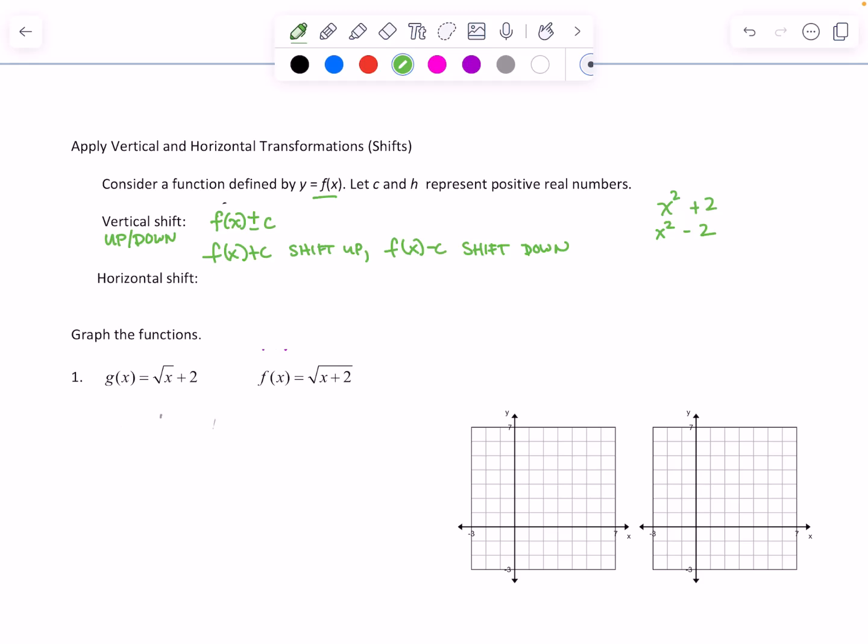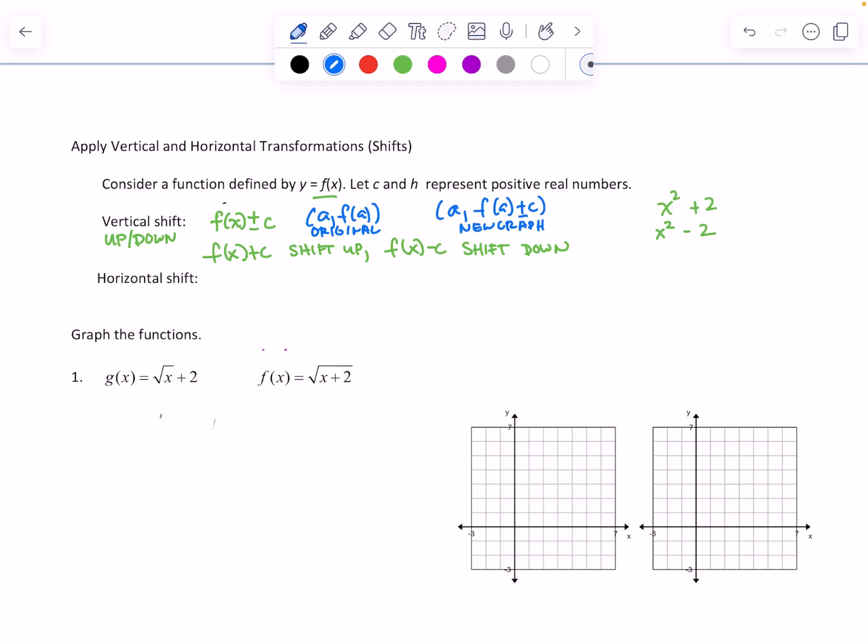So these kinds of shifts are going to result in changes to our y coordinate. In other words, if the point a comma f of a is on our original graph, then the point a comma f of a plus c is on our new graph after we perform the transformation. So if we can identify points on the original graph, then by changing their y coordinates, we can figure out what the effect of the vertical shift is going to be. And of course, if it's a subtraction, we would just subtract there.